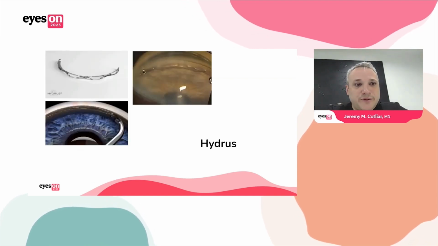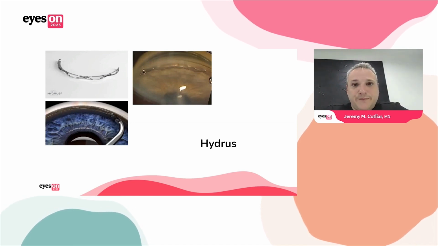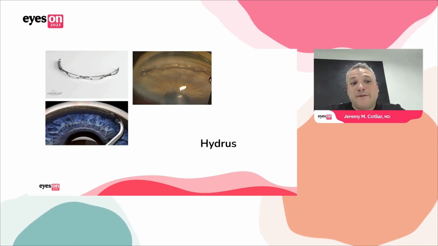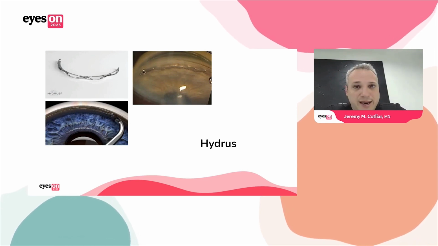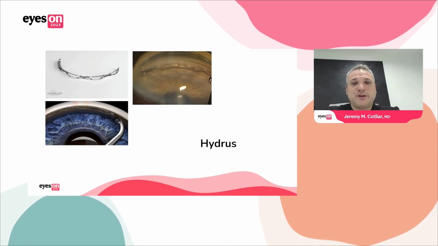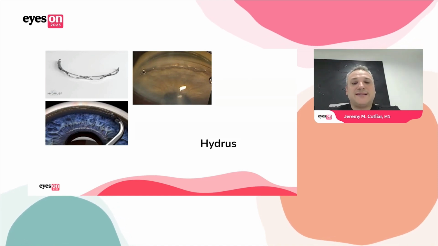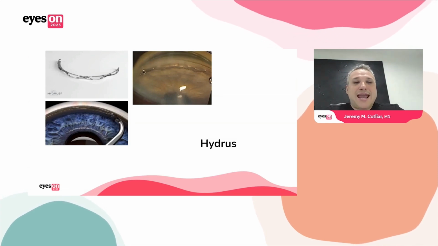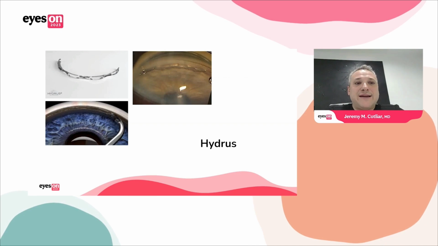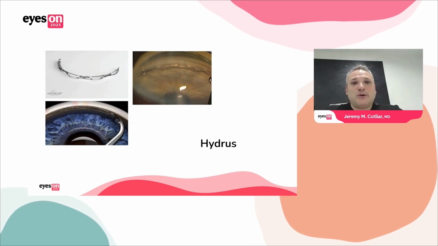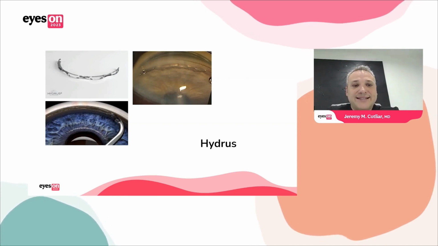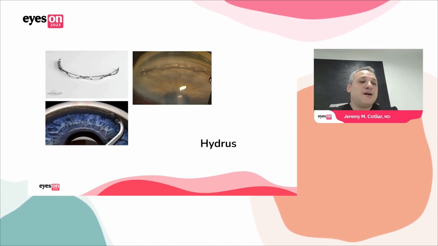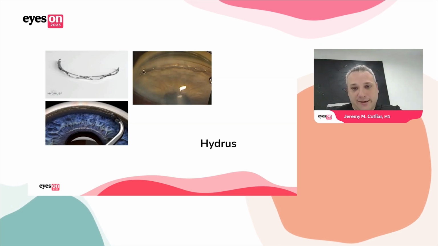Here we have the Hydrus from Ivantis. So the Hydrus is a scaffolding device, and this is my favorite MIGS procedure. You go in the same way as you do for the other MIGS procedures, you incise the trabecular meshwork with the beveled needle, and then you send out a scaffolding device which goes across Schlemm's canal and scaffolds it open to allow greater surface area of aqueous humor drainage.